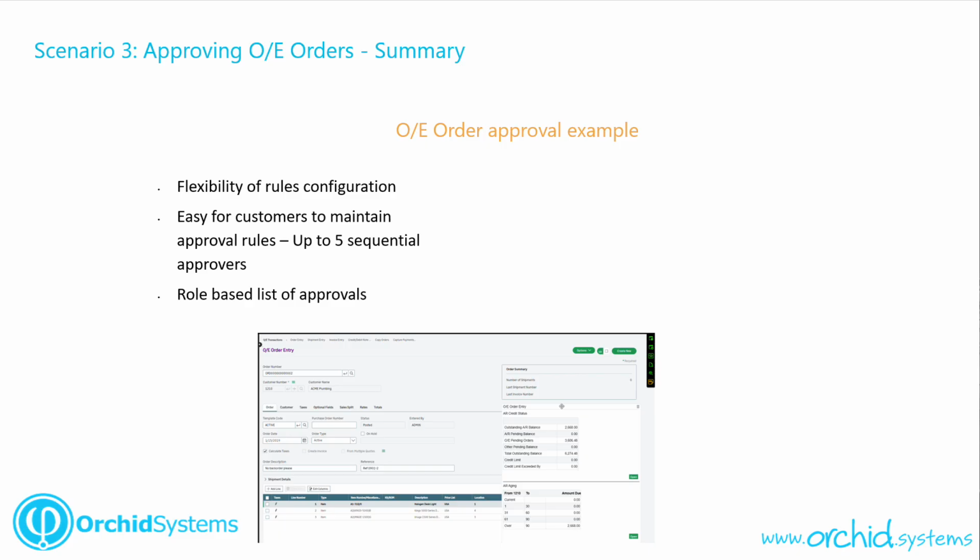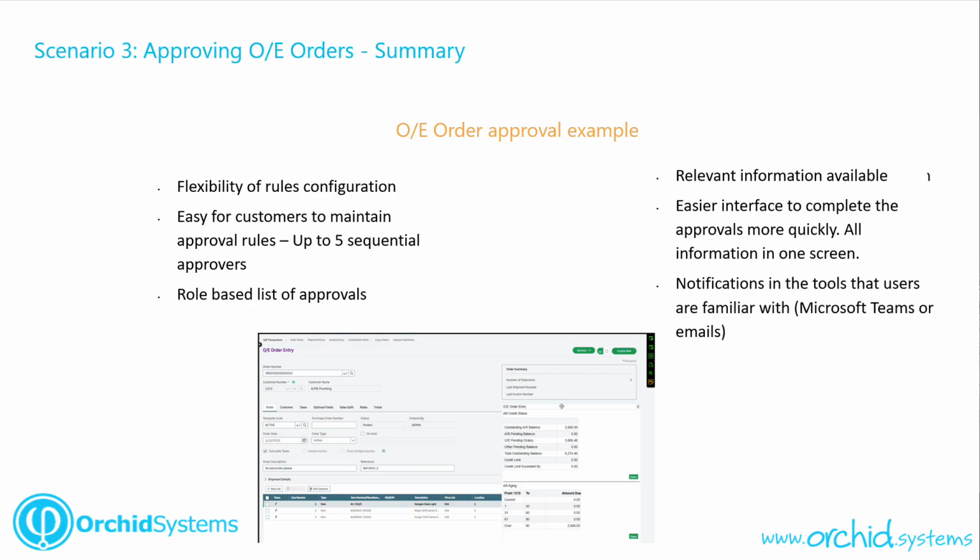We've looked at extended notes on the web screen, which helps provide relevant information to the approvers and to the users entering the transaction without having to click and open other screens. You have the information you need as you need it. Because you have this easy interface, you can complete your approvals more quickly. You have all the information in one screen, which will help reduce bottlenecks and speed up the approvals. And the notifications can happen in the tools that users are familiar with, Microsoft Teams, emails, or if you want to save all the chat, all the discussion around the approval, use Teamwork in the app.